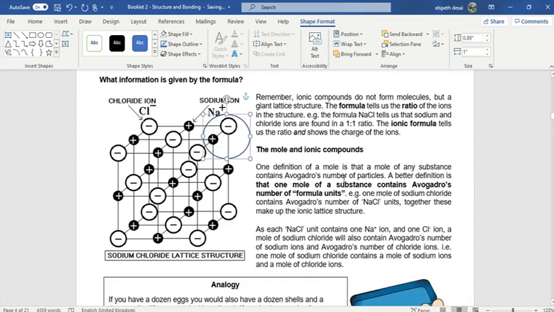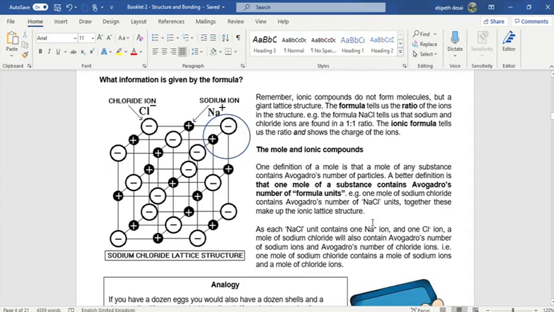If it was, say, calcium chloride, CaCl2, then the formula unit would be one calcium ion and two chloride ions. So the formula unit is just, if you picture the structure and circle the smallest group of atoms that actually makes up the formula, that's the formula unit.